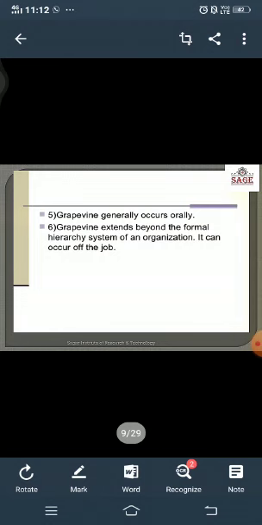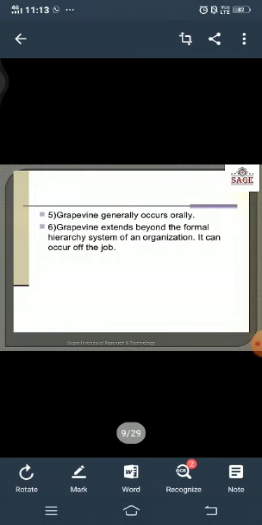Grapevine generally occurs orally, obviously, because nobody is going to spread this in writing. Then grapevine extends beyond the formal hierarchy system of an organization. It can occur off the job also. There is no hierarchy. It is not that only the senior will be giving you some news. It can be from the junior also. It can be from the peer group also. It can be a person who is not entitled to give or to know such information, but he can also give you because of his informal channels in the organization. So in this way we see how the grapevine works, and it can occur off the job also.